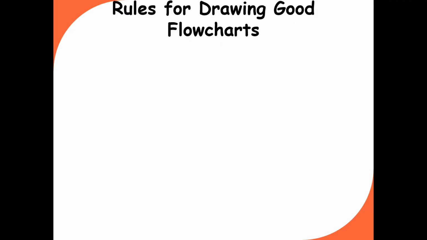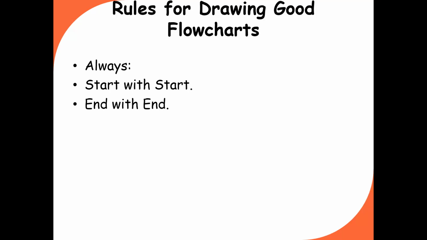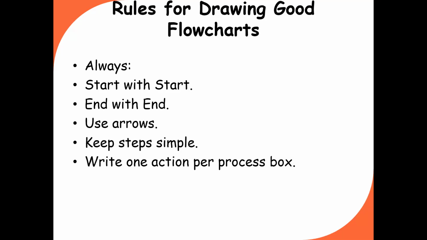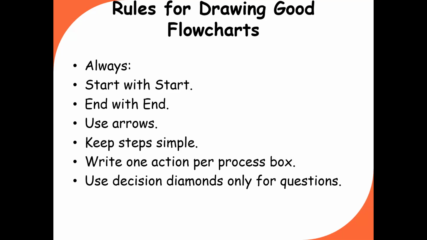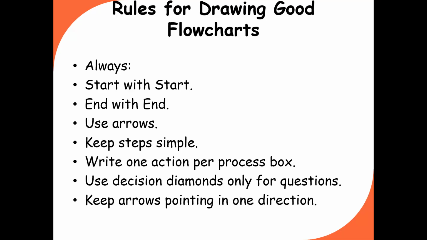Rules for drawing a good flowchart. Always start with start and with an end. Use arrows. Keep steps simple. Write one action per process box. Use decision diamonds only for questions. Keep arrows pointing in one direction.